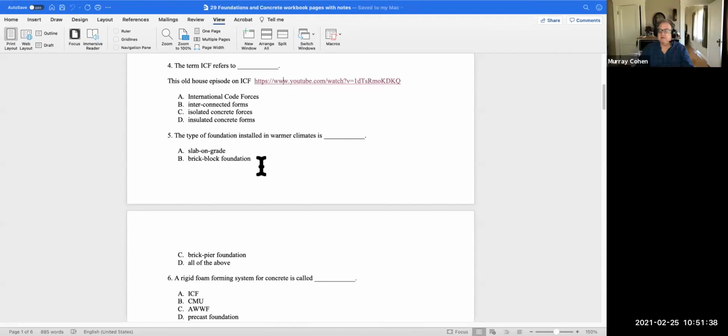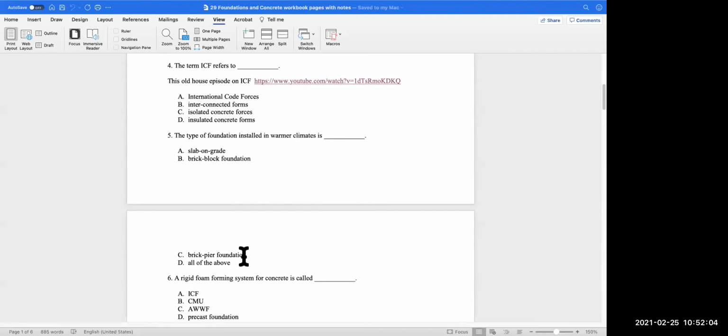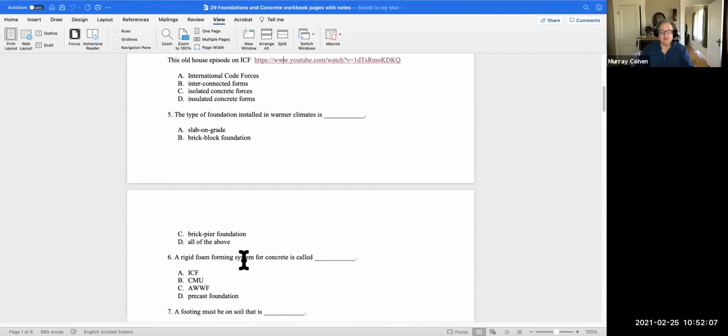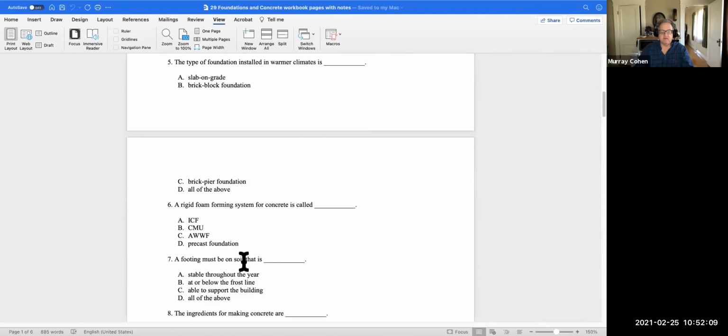That's one answer. So it should be all of the above. I think it's all of the above. I sort of looked into it and read about it, and it seems to be slab on grade. A lot of times in places that are hot and humid, like in the southeast, they use block. Bricks and blocks. Yeah, exactly right. And they have a raised foundation.